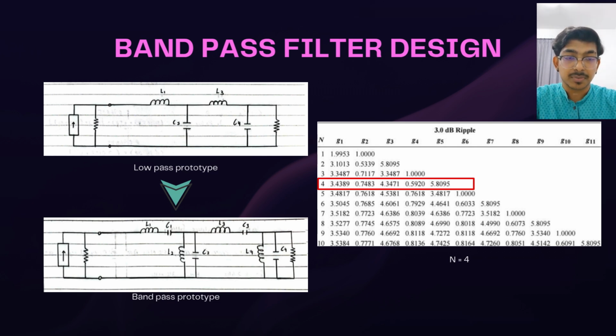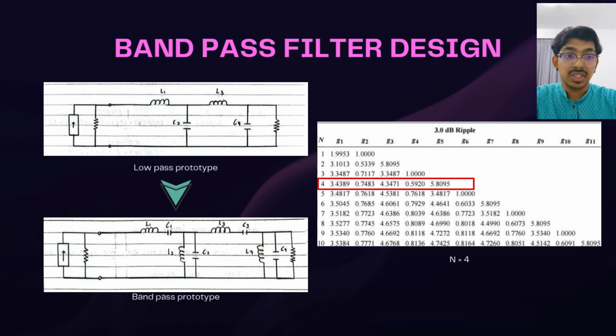Next, frequency transformation equations are applied to convert the low-pass prototype into a bandpass prototype. During this transformation, every prototype element is replaced with a resonant LC circuit consisting of an inductor and a capacitor. Since the required filter order is n equals 4, the final design contains 4 resonant sections connected together.